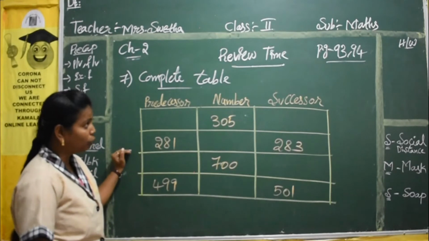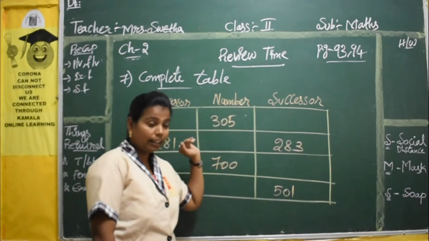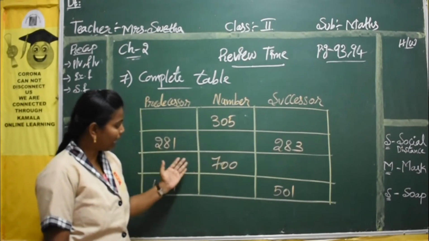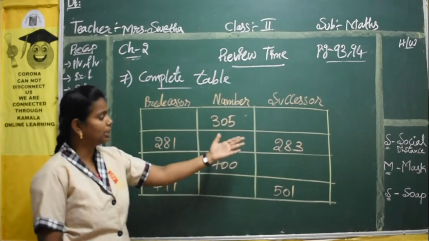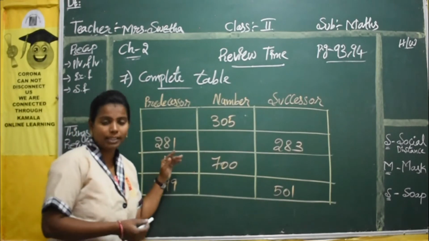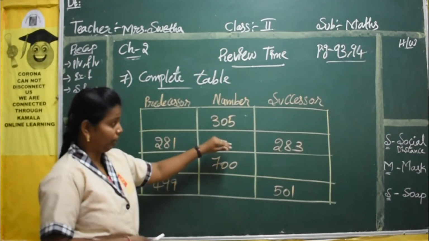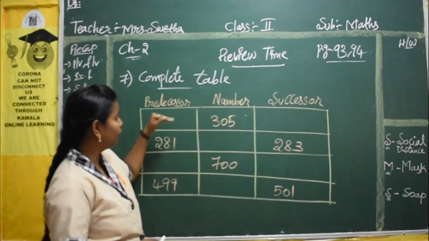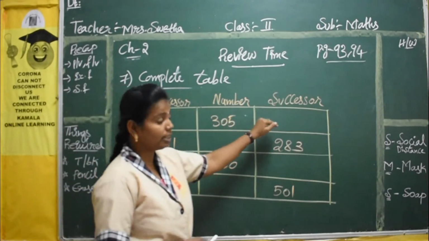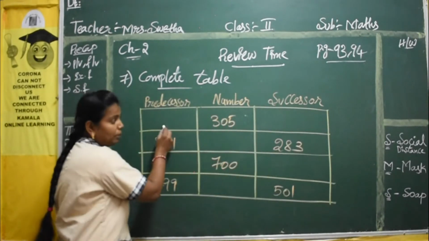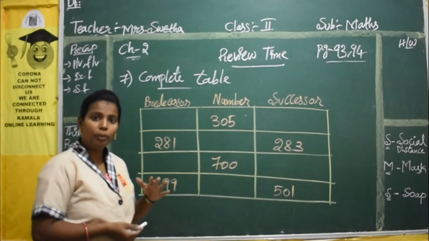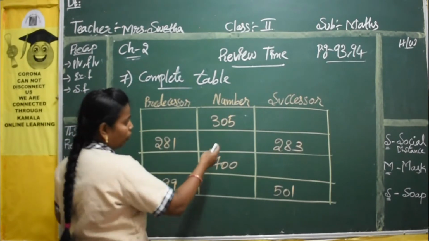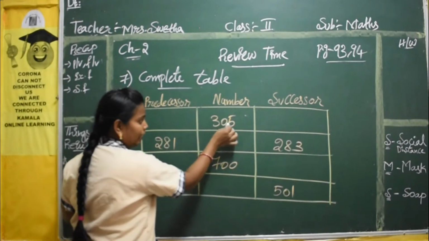Open your page number 93. You have this table, the seventh bit. They have given a table and missed a few places. You have to fill those places according to the number they have given. Here they have given 305. For this 305 you have to write the predecessor and the successor. Predecessor means the before number. As I said before, if you know 1 to 100 numbers, you can write this very easily. Here the number is 305.